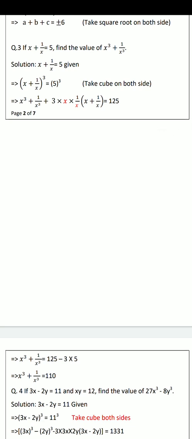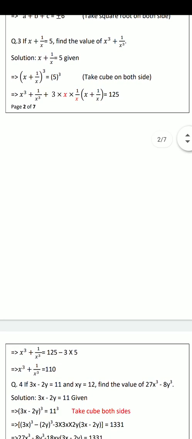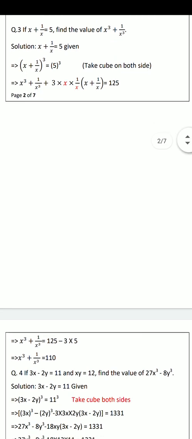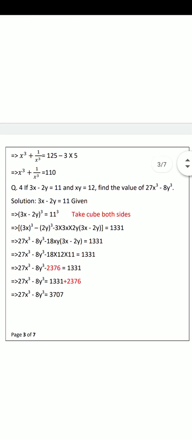A cube means x cube, plus b cube is 1 upon x cube, plus 3ab means 3 into x into 1 upon x, bracket a plus b is x plus 1 upon x, equal to 125. 5 cube is 125. Now x and x are marked with the red color, so that can be cancelled, and that value of x plus 1 upon x again we will substitute here.